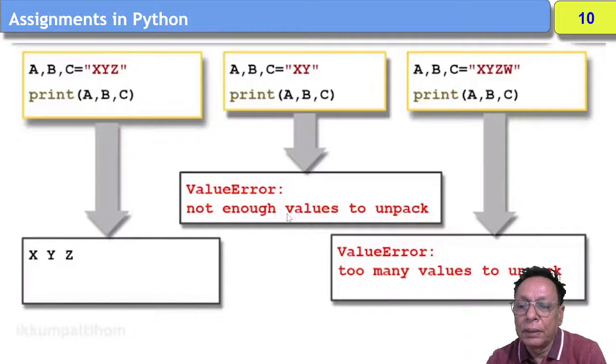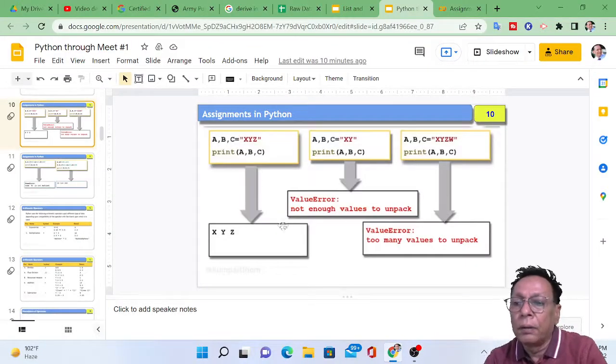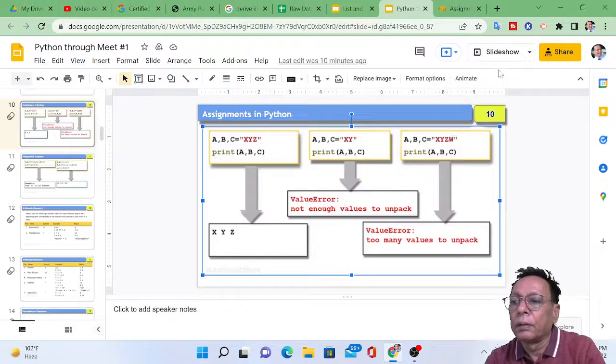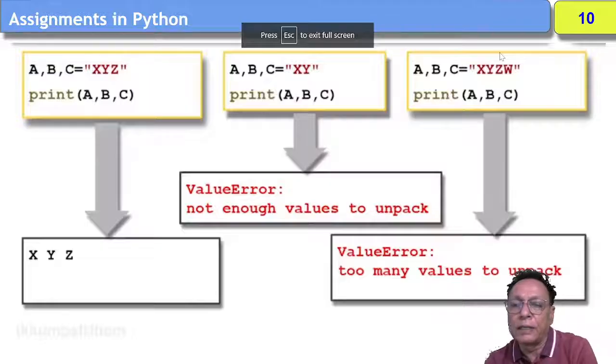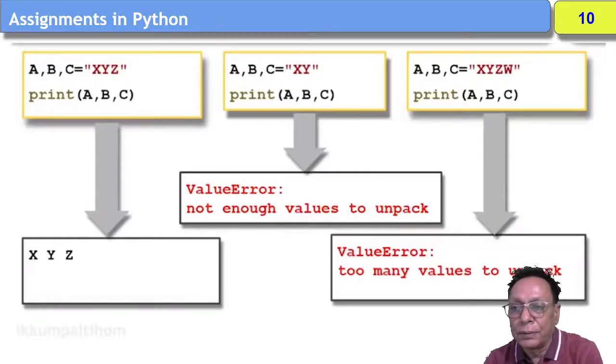You should remember that the number of identifiers and the number of literals on both sides of the assignment operator should be the same. A, B, C, there are three identifiers on the left hand side, and that is why there should be three literals on the right hand side. Otherwise this will give you the error: not enough values to unpack.